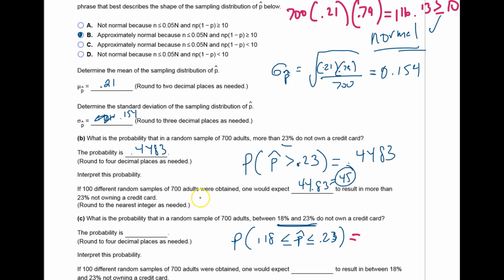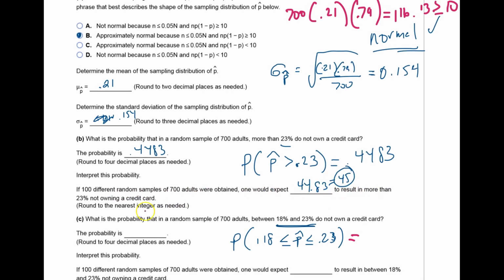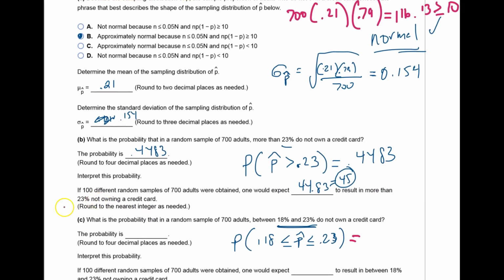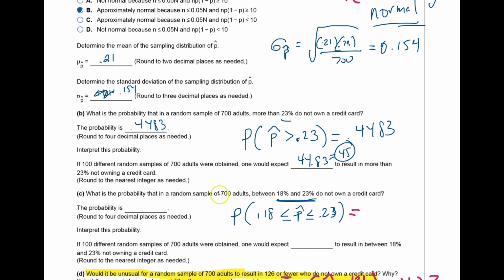If 100 different samples of 700 adults were obtained, one would expect around 45 to result in more than 23% not owning a credit card. Again, 100 times this probability, and then you convert it to a whole number in this case.